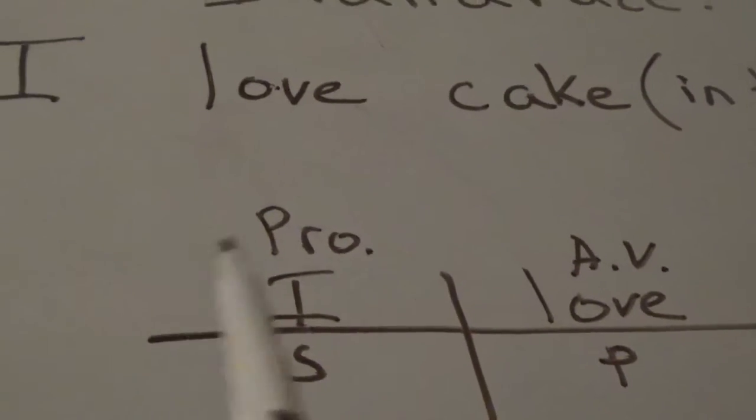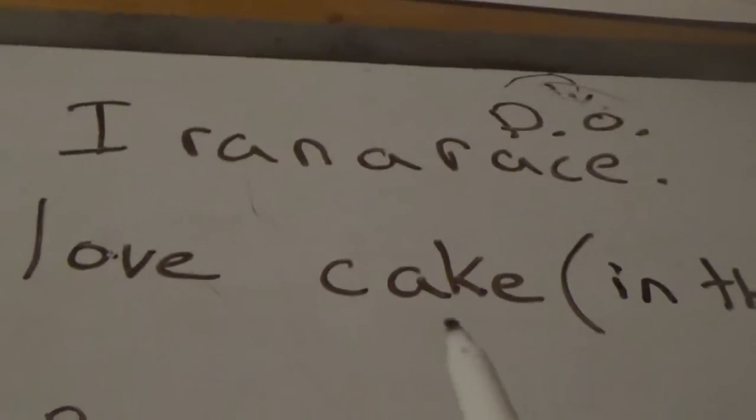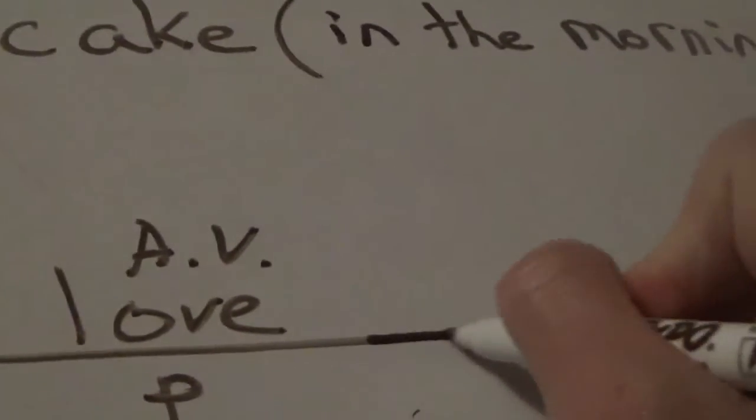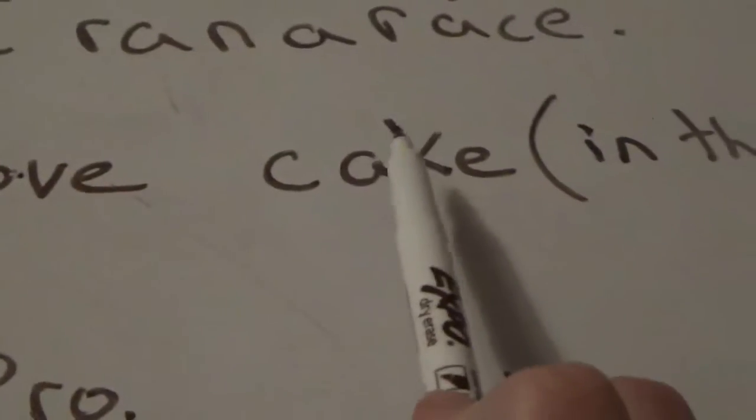So let's see. I love what? Cake. Yes, cake is our direct object. Direct object always has to be a noun or a pronoun. Is cake a noun or a pronoun? Yes, it's a noun. Love what? Love cake. It is definitely a direct object.